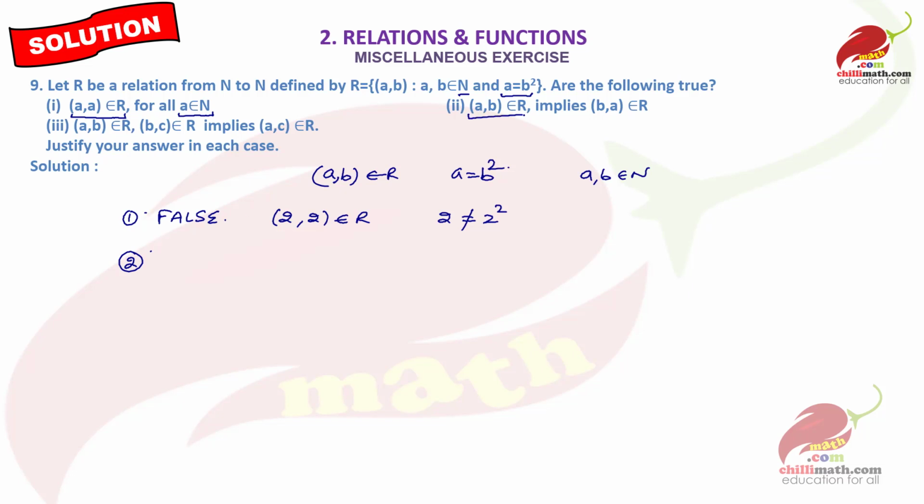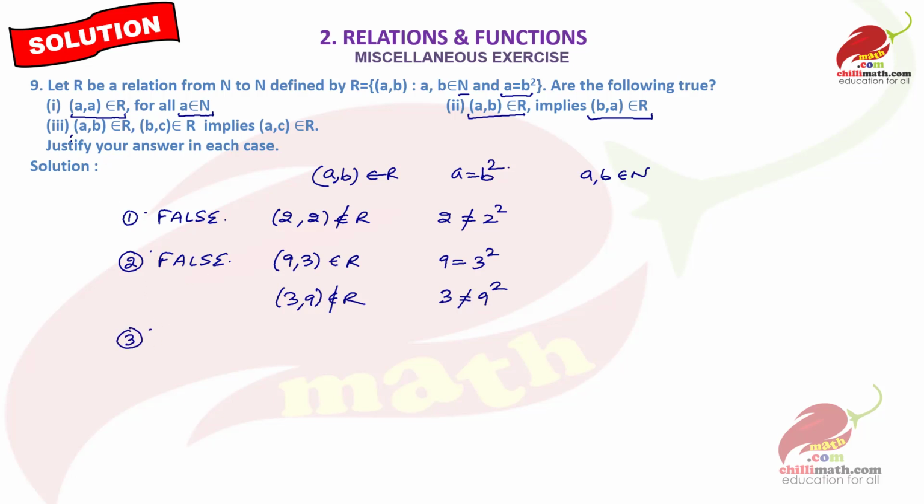Second part is (a, b) belongs to R implies (b, a) belongs to R. Let us take (9, 3), because (9, 3) belongs to R, as 9 is equal to 3². Let us check now, does (3, 9) belong to R? Is 3 equal to 9²? No. So (3, 9) does not belong to R. So this is also false.